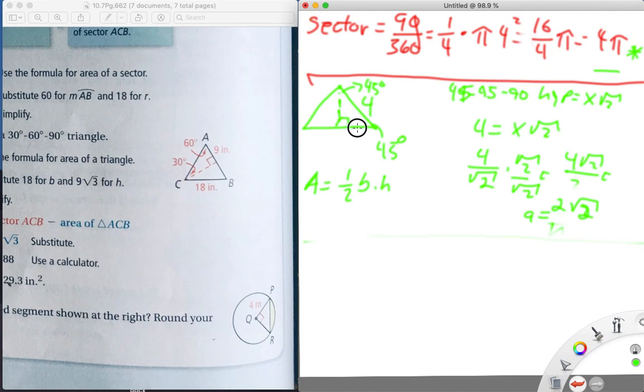So this part here is the same as the leg, which is 2 square root 2. Our base is going to be double that. So if this is 2 root 2, this is also 2 root 2, so I'm going to add them together, so it's going to be 4 square root of 2. So our base is 4 square root of 2.